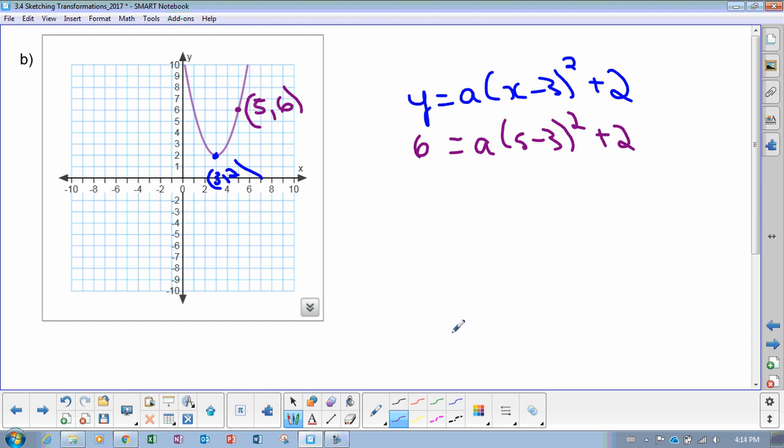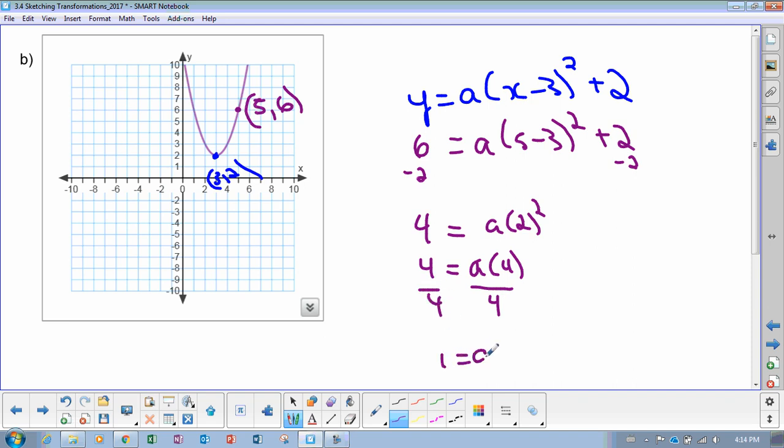My ultimate goal is to get that a by itself. So I'm going to subtract 2 from both sides. I get 4 = a times 2 squared, so 4 = a multiplied by 4. I want to get a by itself, so I'm going to divide. So 1 is equal to a. That means my equation is y = (x - 3)^2 + 2.